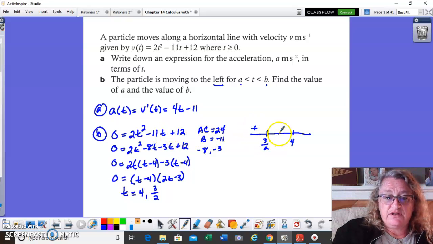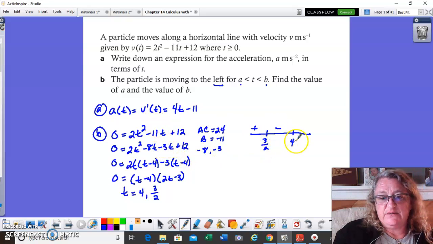A number that's larger than 3/2, that's easy, would be 2. So I put 2 in here. 2 squared is 4 times 2 is 8. So I've got 8 plus the 12 gives me 20. And then I put 2 in here and I get negative 22. So that would be negative 2. So that would be a negative value.